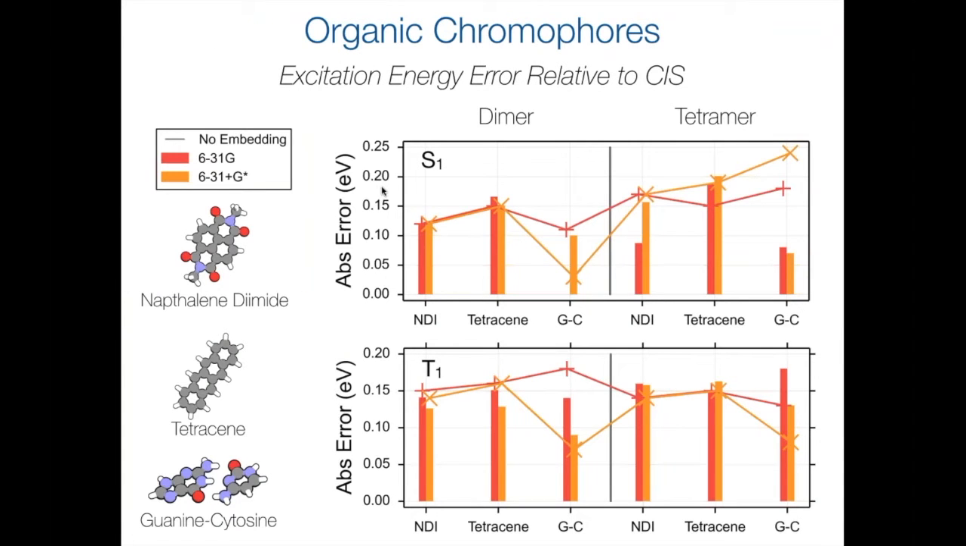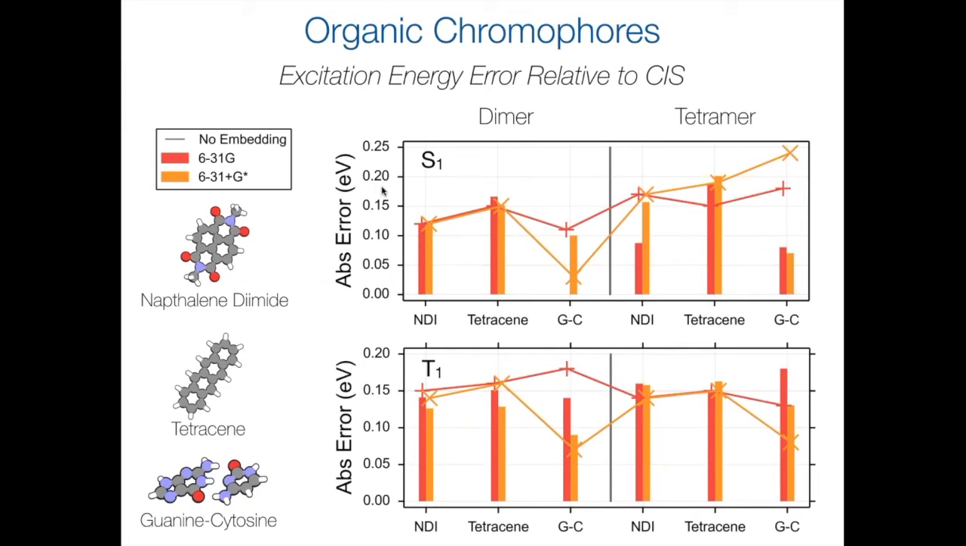We can look at some organic chromophores, clusters of dimers and tetramers of organic chromophores. These, again, are excitation energy errors relative to supersystem. We have naphthalene diamide, which is the building block of that nanotube from earlier, tetracene, which is important in the context of singlet fission, and guanine-cytosine base pairs.